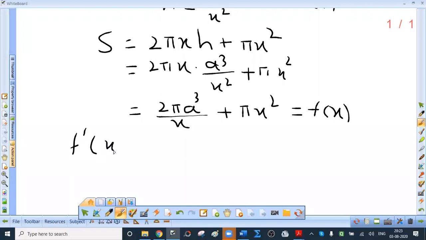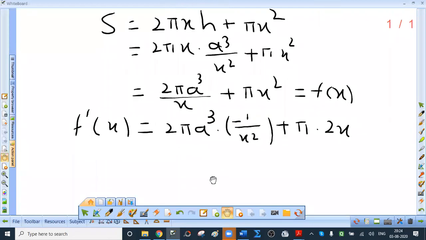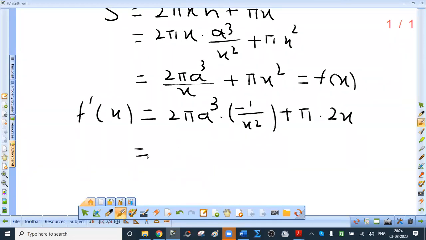Simple. Find out f dash of x and f double dash of x. Now finding derivative is not at all difficult. So 2 pi a cube is constant. What is derivative of 1 upon x? It is minus 1 upon x square, plus pi into, what is derivative of x square? It is 2x. So simplify f dash of x. Tell me what you get. So this is nothing but minus twice pi a cube upon x square plus twice pi x.